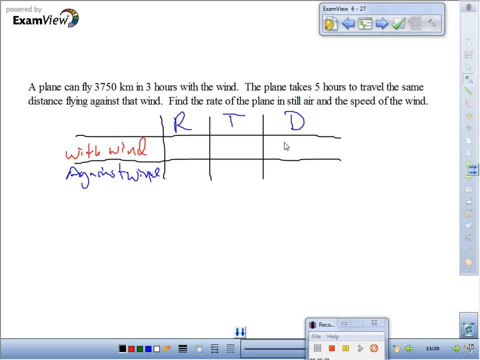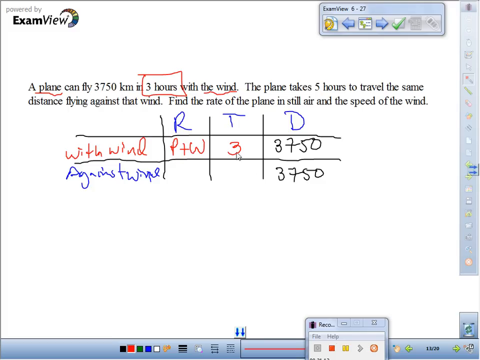So for both, we know the distance is the same, 3,750. So let's find out what they have for with the wind. How much time did it take with the wind? 3 hours, that goes here. So now, what do we say when you're running with the wind? That means that the wind is hitting you on your back. What does that do? It increases your speed, right? So therefore, since it's a plane, we're going to write P plus W. Plane plus the wind.